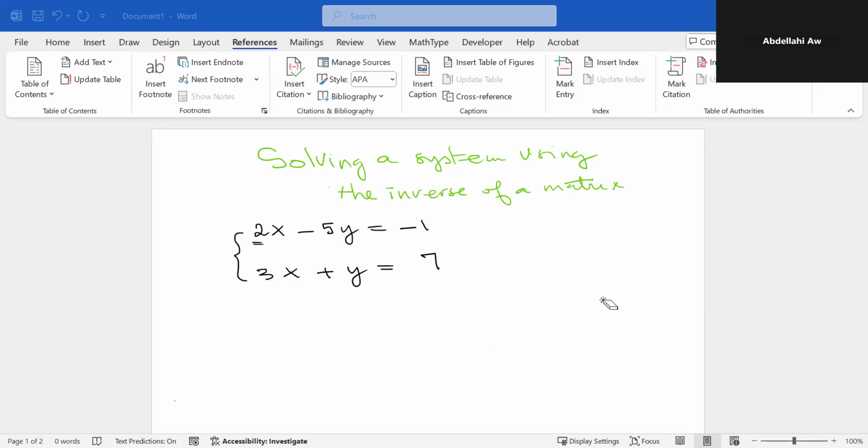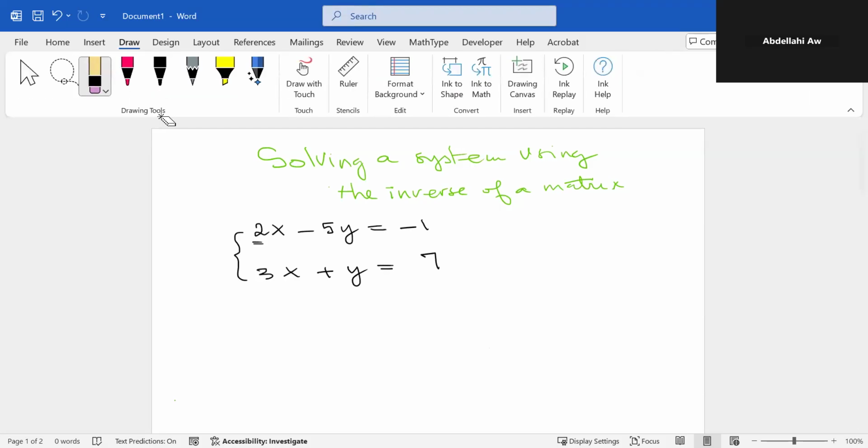Hello, everyone. So I'm coming today to show you how to solve a 2 by 2 system using the inverse of a matrix, right? Yesterday I posted a video about how to use Gauss elimination to solve a system. Now we're gonna try this method right here, which might sometimes be more efficient.